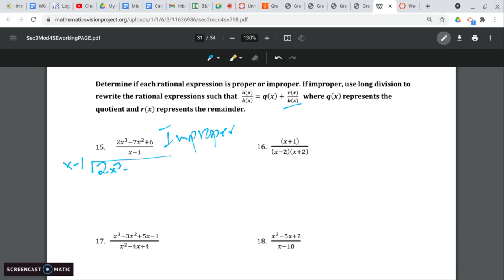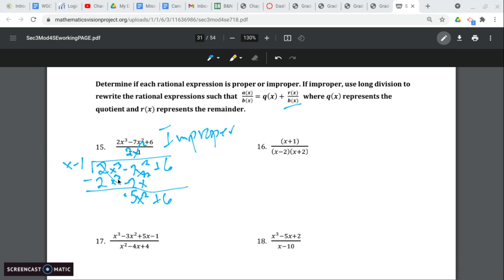We have 2x to the third minus 7x squared plus 6. We'd have a 2x squared. I know it's hard to see. So this would be 2x to the third minus 2x squared. Those will cancel. We're left with 6. We subtract, and we end up with a negative 5x squared plus 6x. So what do we have to multiply x by to get to negative 5x squared? Well, that would be a minus 5x.